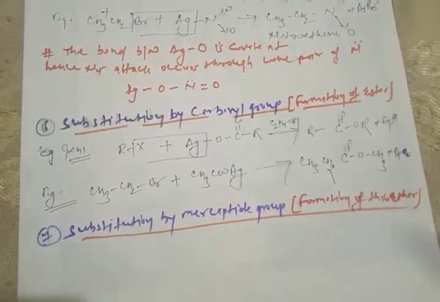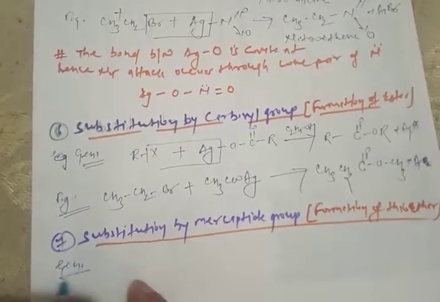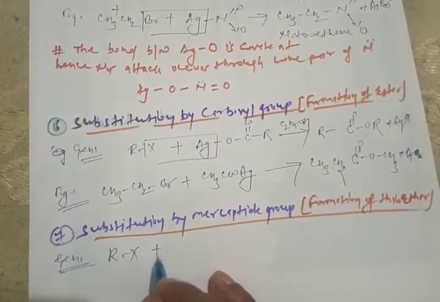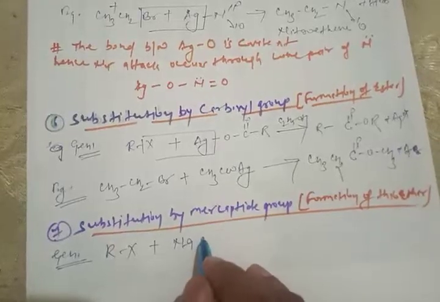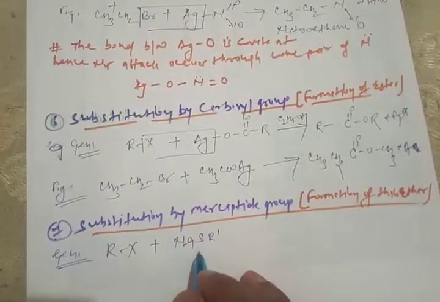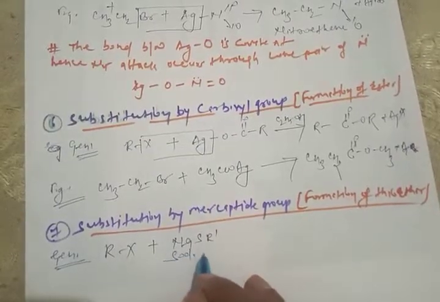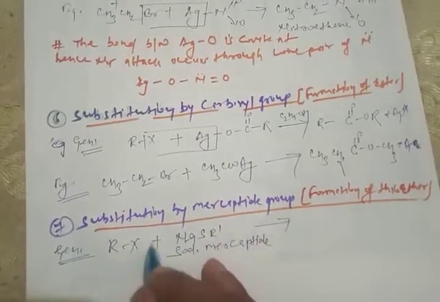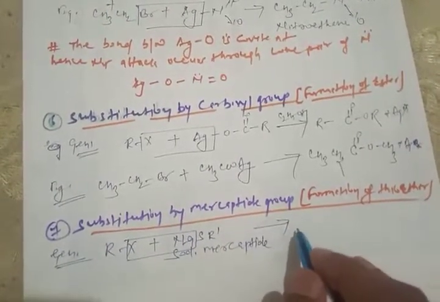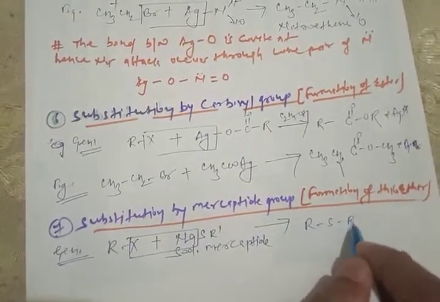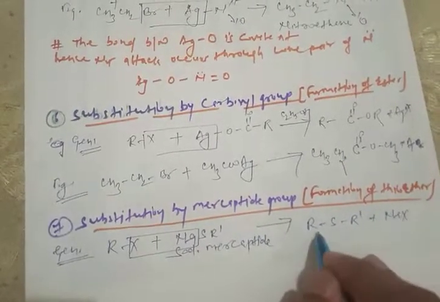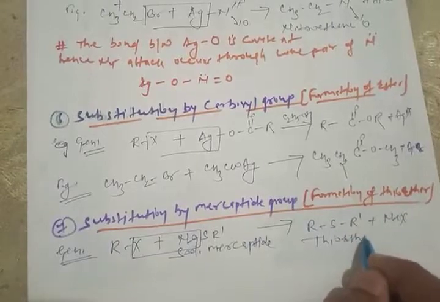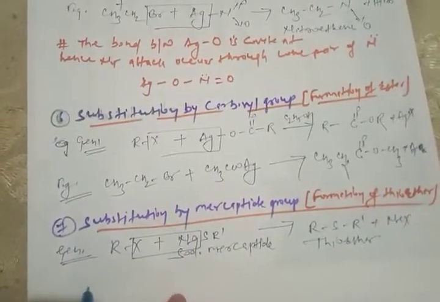So first we'll go for the general equation. The general equation is RX. Then we require mercaptide. The formula is NaSR', which is called sodium mercaptide. And again this will substitute. So what will we get? RSR' and NaX. So ROR' is ether and RSR' is what? Thioether.